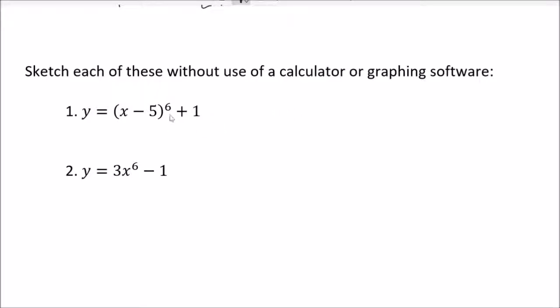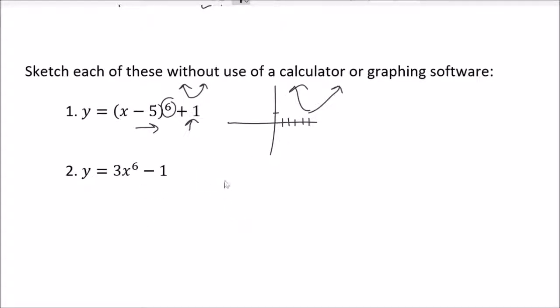Okay, so here's what I'll remember. If it's x to the 6th, that means it's going to be up and up. So when I go to graph this, all I have to do is identify the transformations. That's on the inside, so that's shifting to the right, and that's shifting up. So 1, 2, 3, 4, 5, up 1. And it does something like that, and it's probably a little bit skinnier than that, but that's my guess.